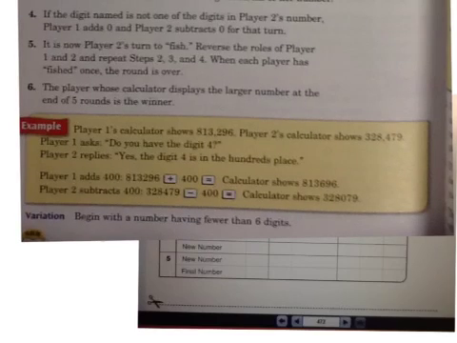Then it would be Player 2's turn to fish. Reverse the roles of Player 1 and 2 and repeat steps 2, 3, and 4. When each player has fished once, the round is over. The player whose calculator displays the largest number at the end of 5 rounds is the winner.